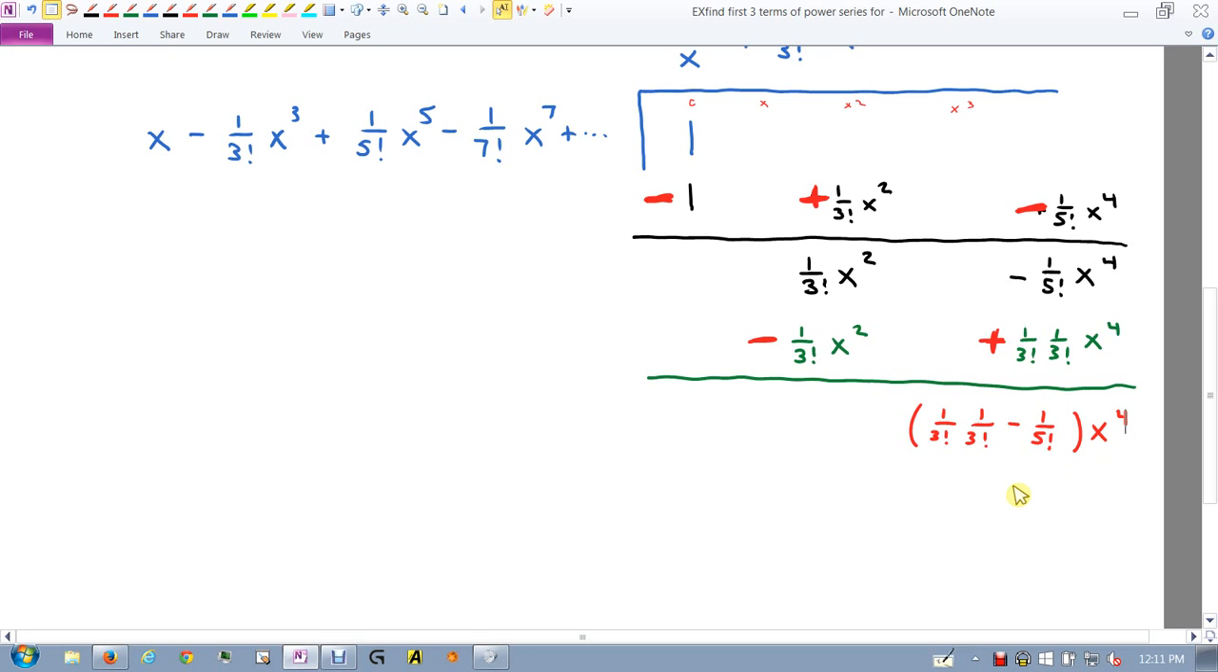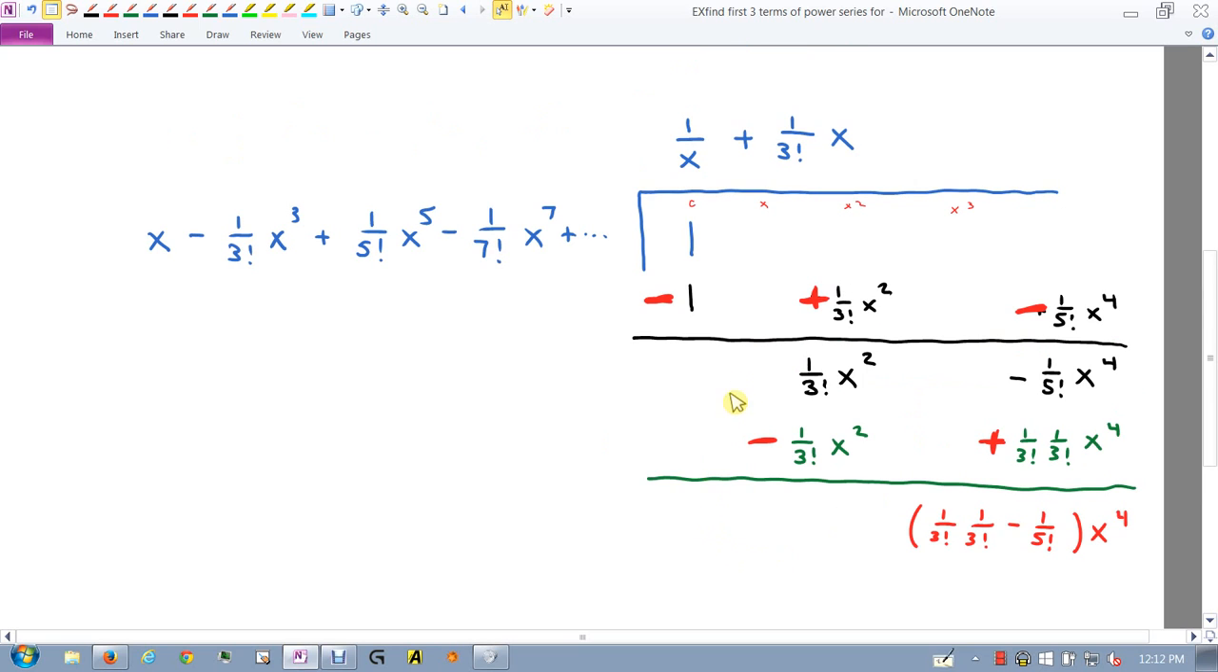I could figure out what those are, right? That's 1 over 6 times 1 over 6. So that's 1/36 minus 1 over whatever 5 factorial is, right? And I'll get that number in a second, but do you understand what I've done there? No? Okay, now what do I need to multiply x by to create this? So I need x cubed, right? But I also need this coefficient. So this will be plus 1 over 3 factorial times 1 over 3 factorial minus 1 over 5 factorial x to the 3rd plus dot dot dot.